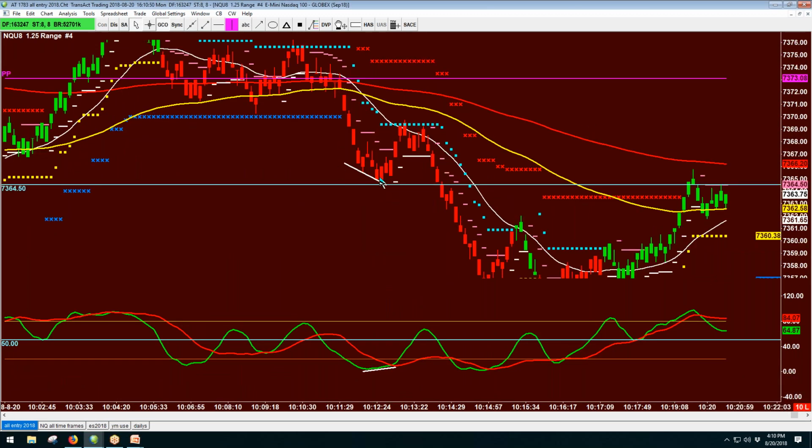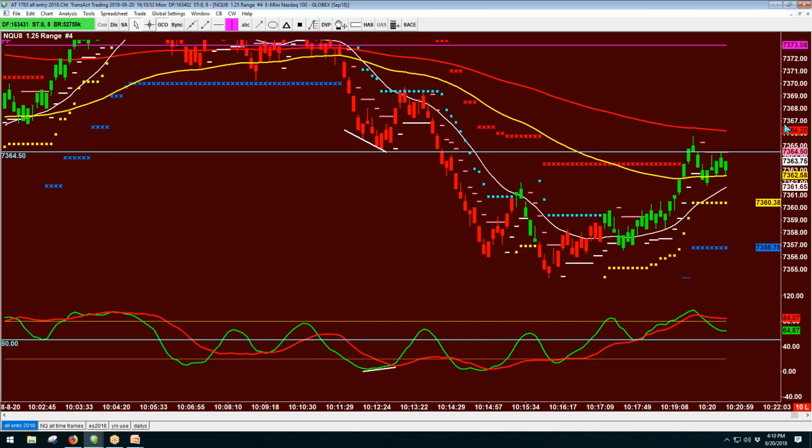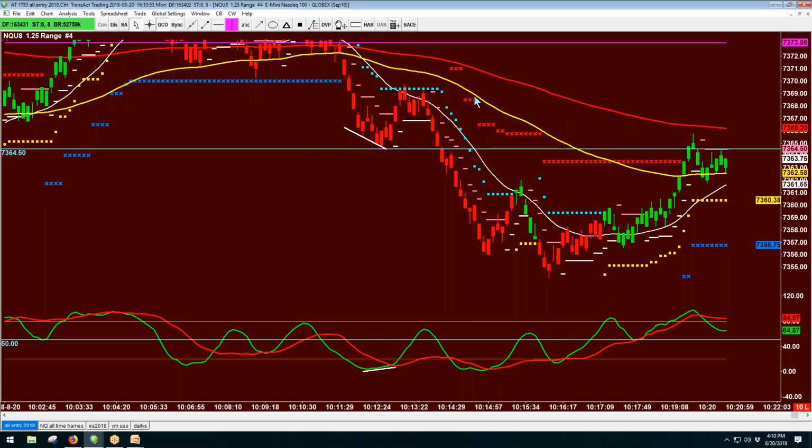We did get a bounce off the 64.50 spot, and NQ this morning didn't actually hold up on any of the support areas. It was easily able to get through a lot of them.